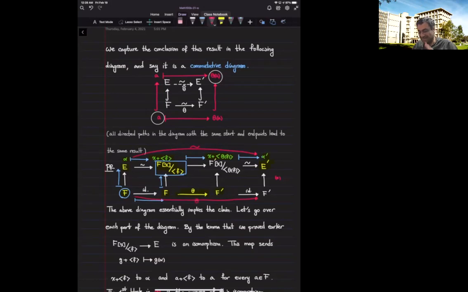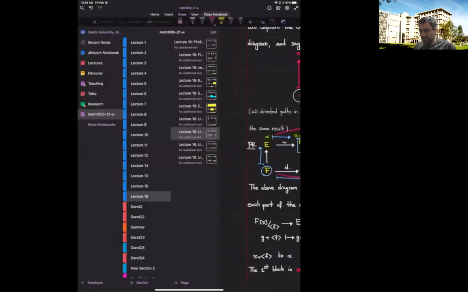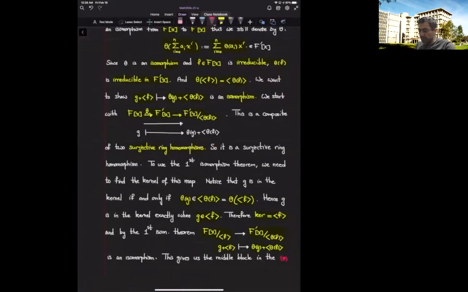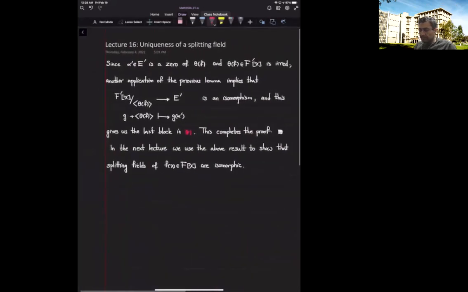This is exactly what we were looking for. We found this isomorphism between E and E prime. Its restriction to F gives us theta. So this completes the proof of this part. And in the next lecture, we are going to use this result in order to show uniqueness of a splitting field of a binomial over a field F.